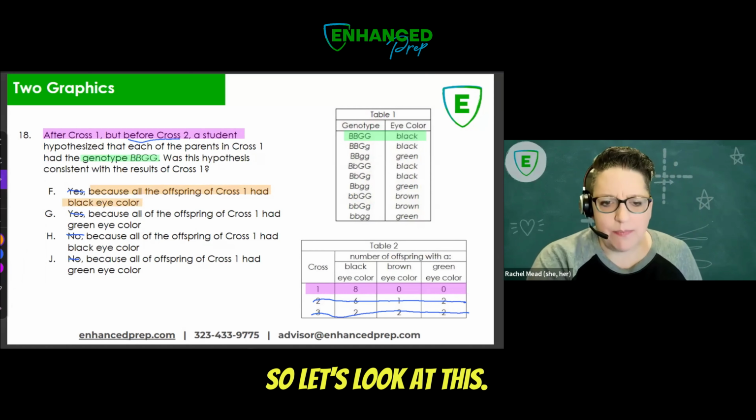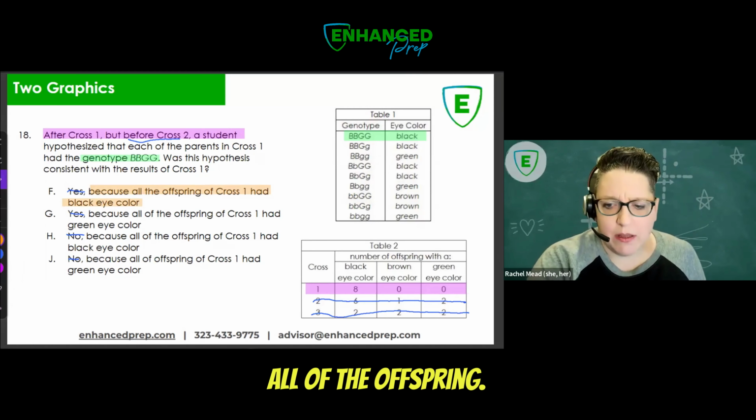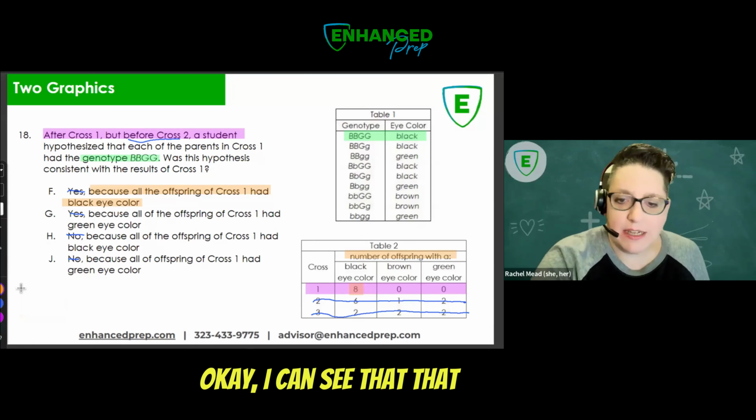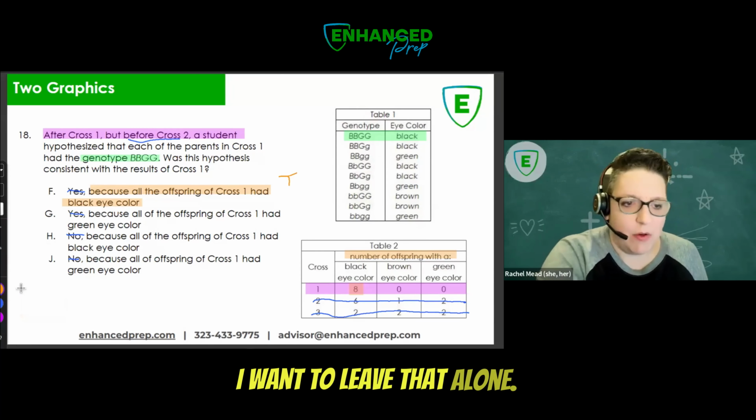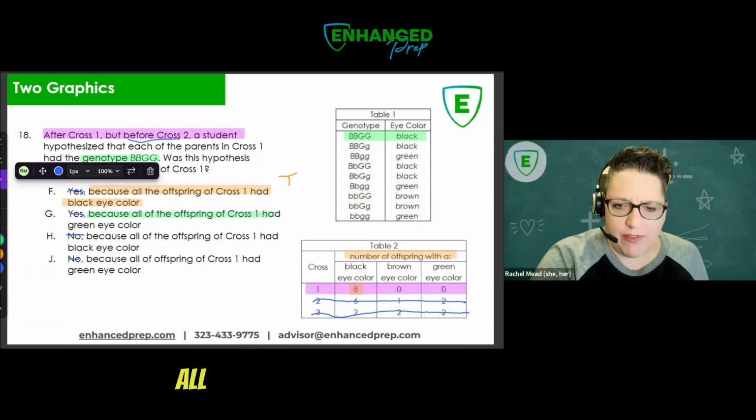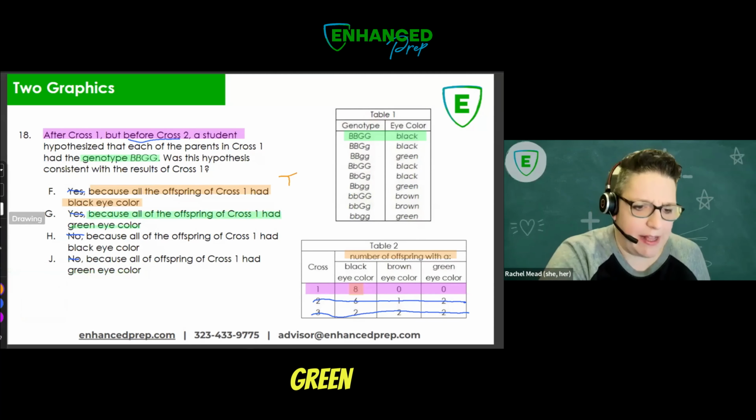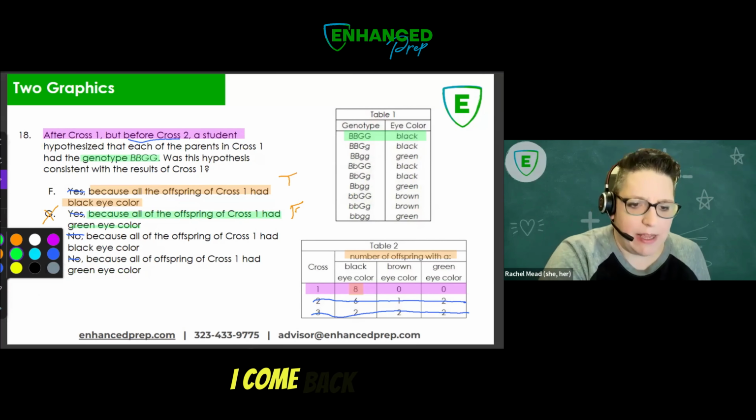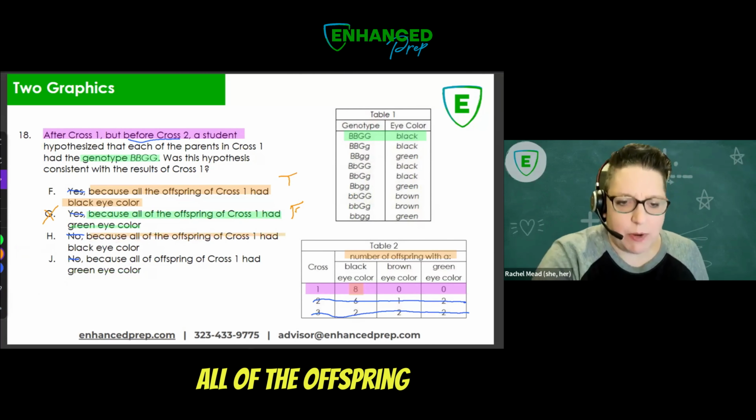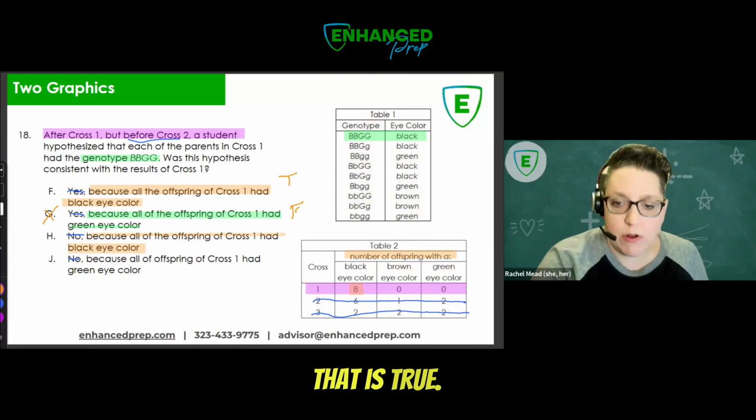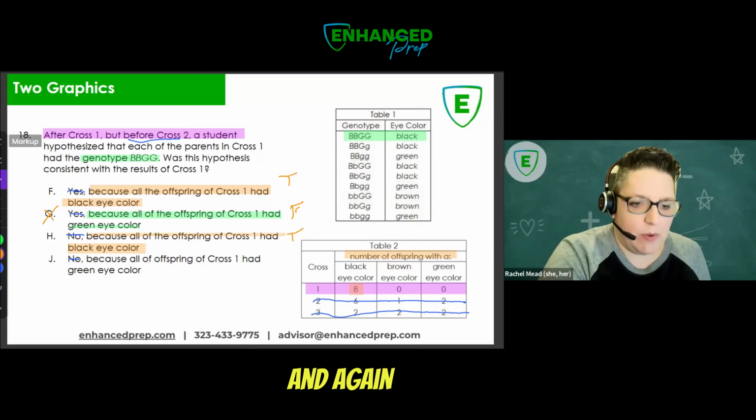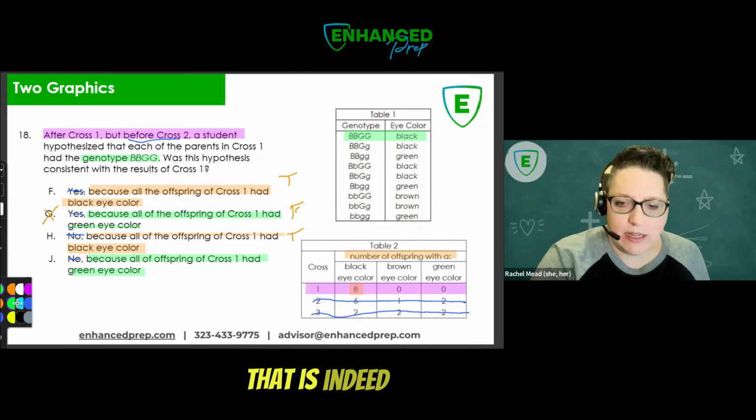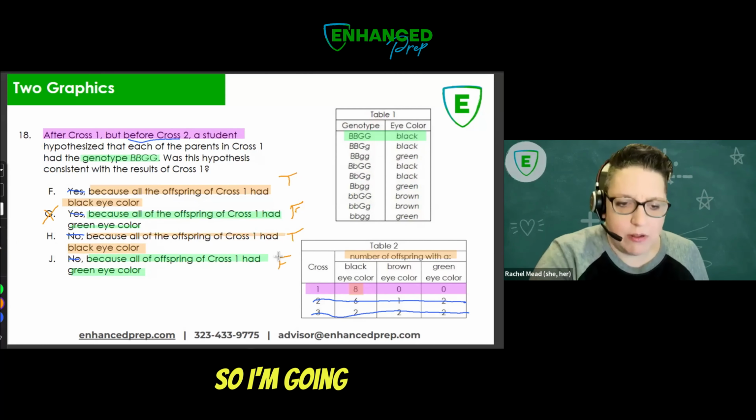So let's look at this. All of the offspring of cross one had black eye color. Okay, I can see that that is indeed true. I want to leave that alone. But then what's happening here? All of the offspring of cross one had green eye color. That is false. I'm going to eliminate this answer choice. I come back and I look at H. All of the offspring had black eye color. That is true. And again with J, all of the offspring of cross one had green eye color. That is indeed still false. So I'm going to eliminate that.